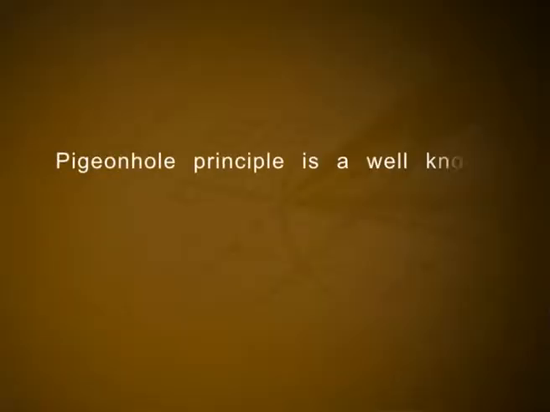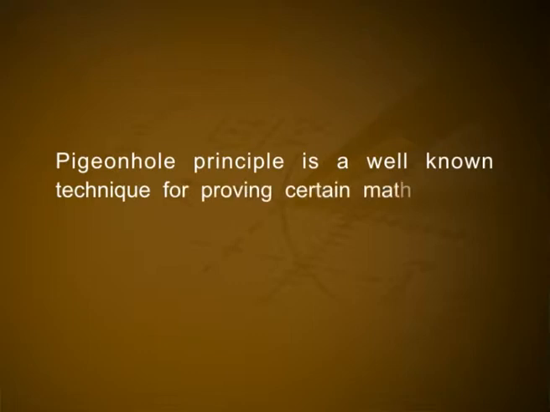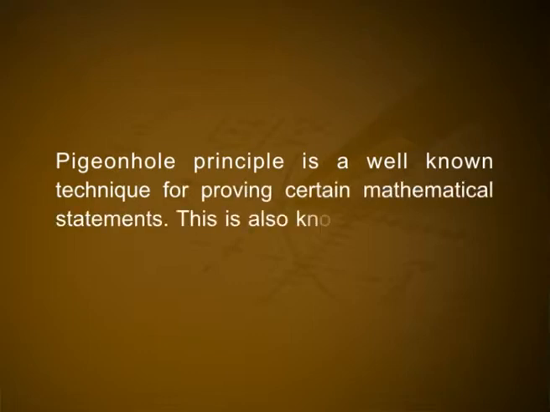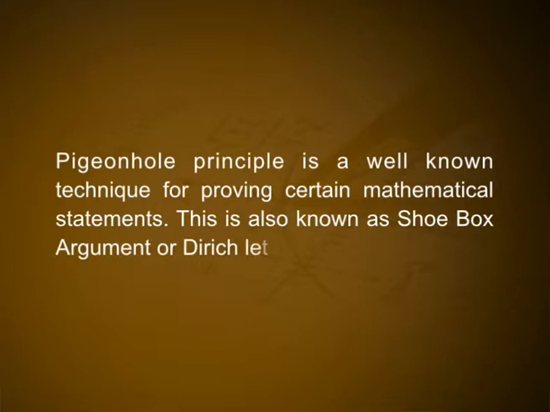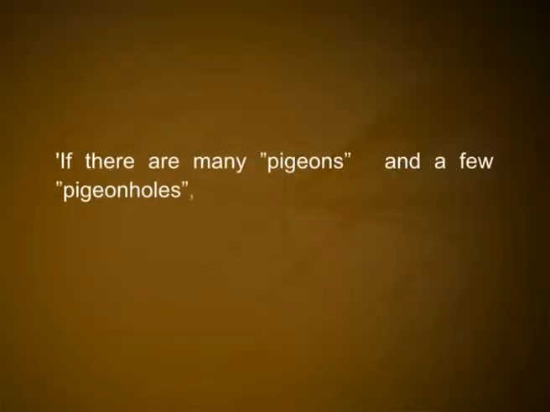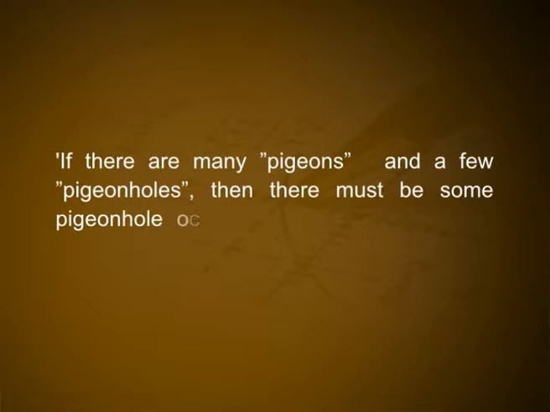Pigeonhole principle is a well-known technique for proving certain mathematical statements. This is also known as shoebox argument or Dirichlet-Drouin principle. The principle says that if there are many pigeons and a few pigeonholes, then there must be some pigeonhole occupied by more than one pigeon. The formal statement can be seen as follows.